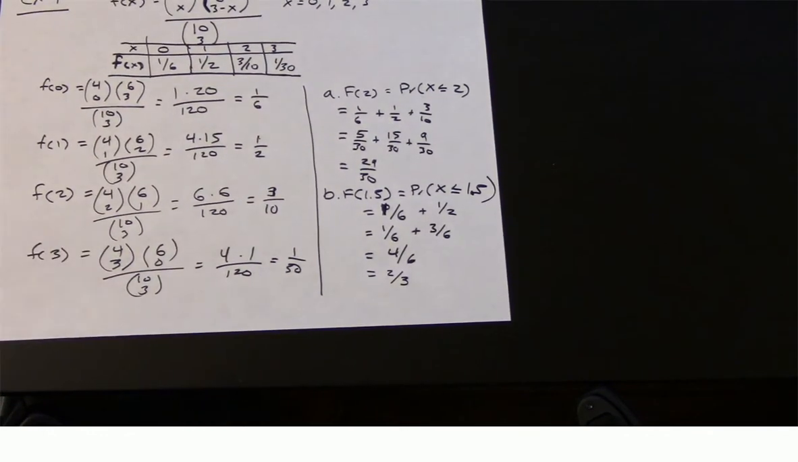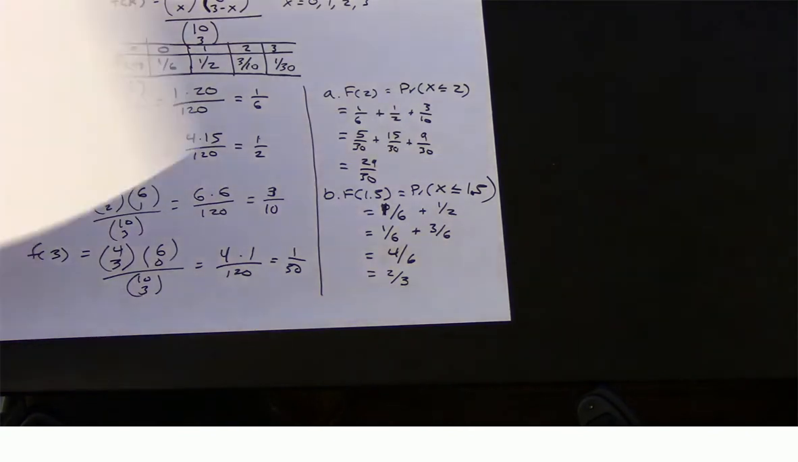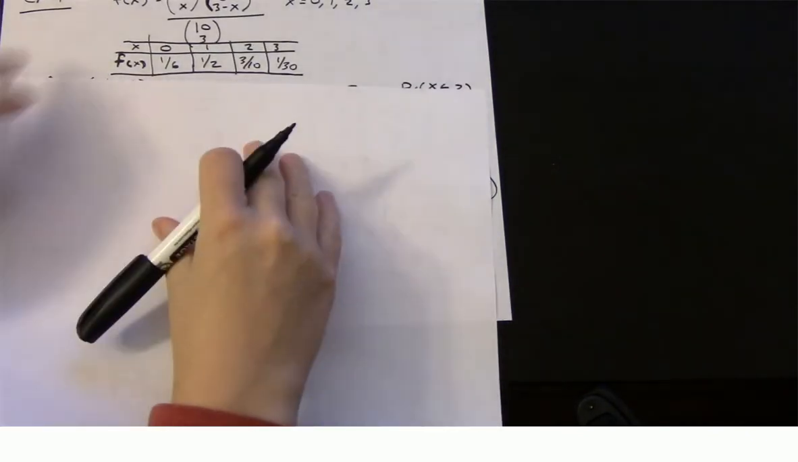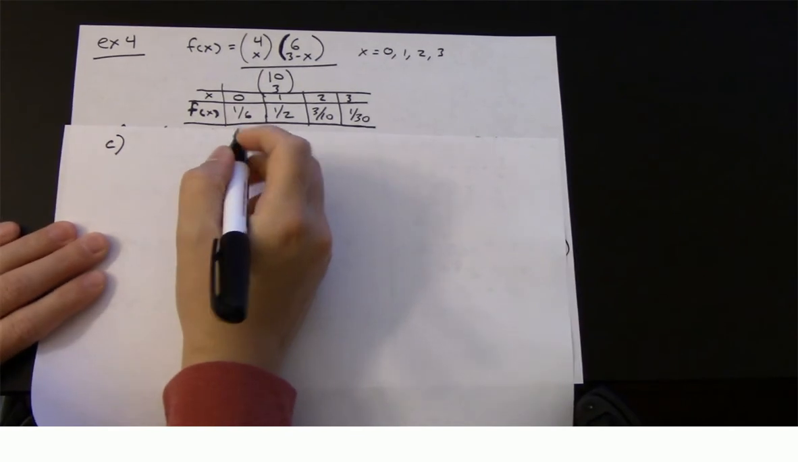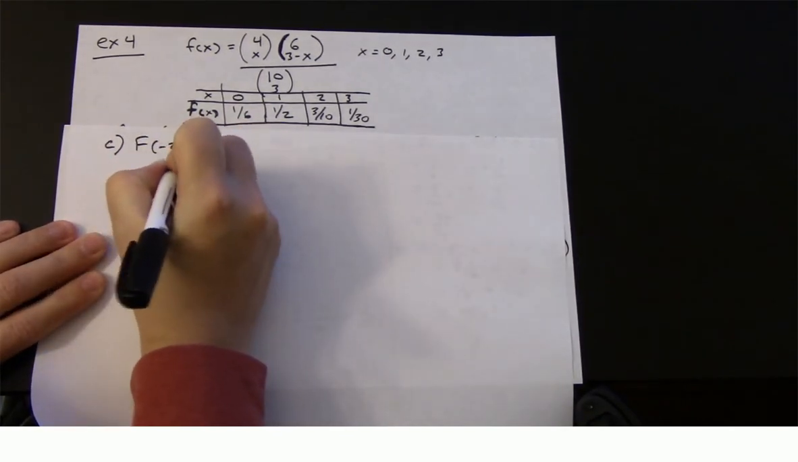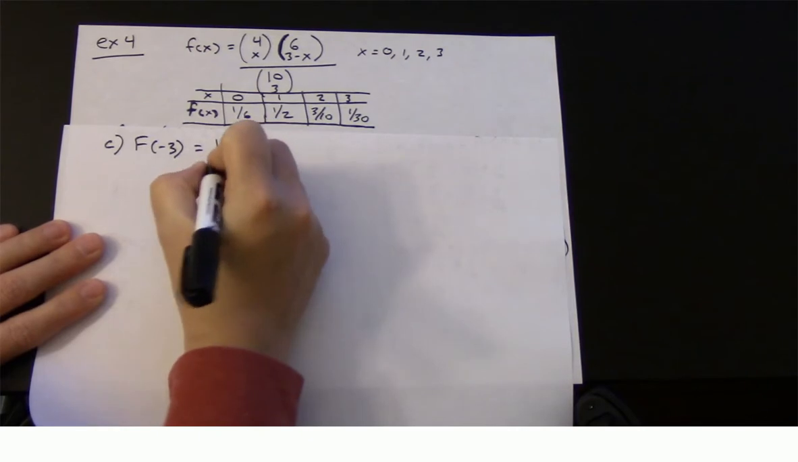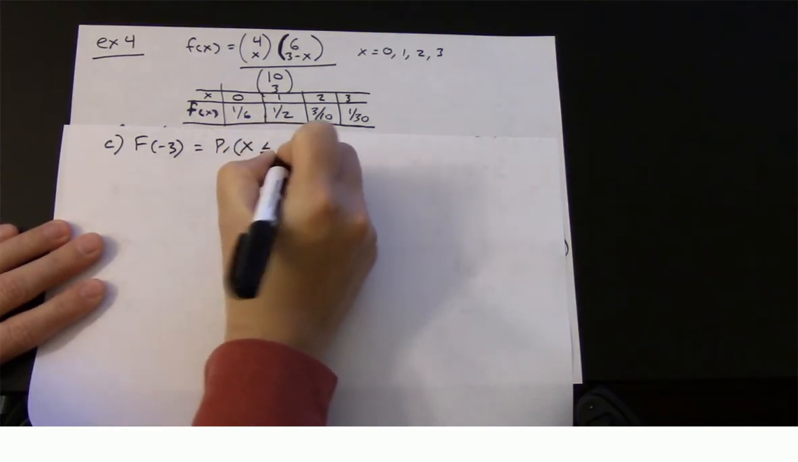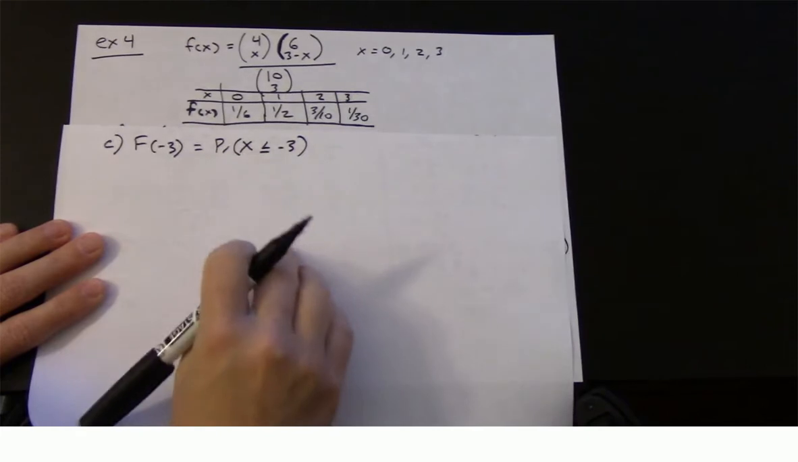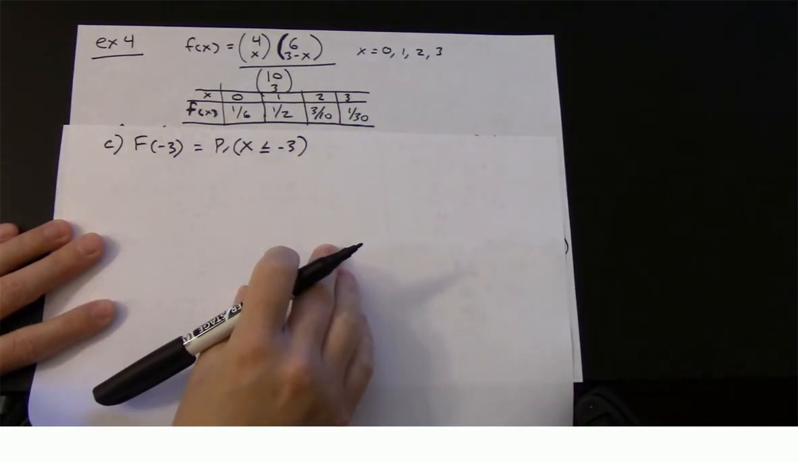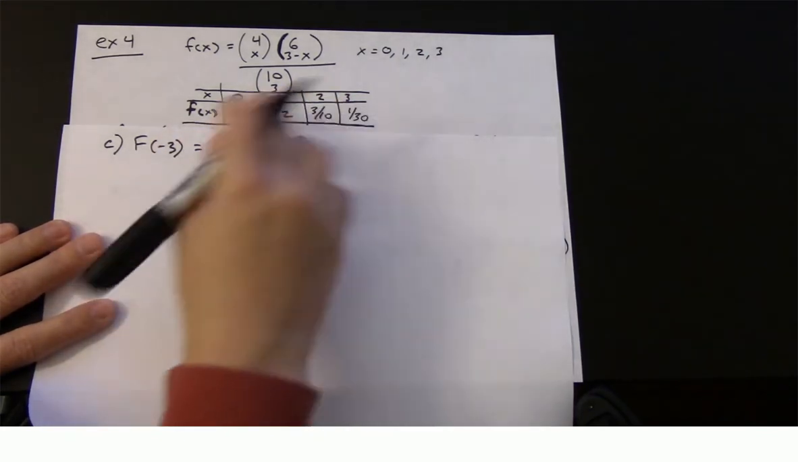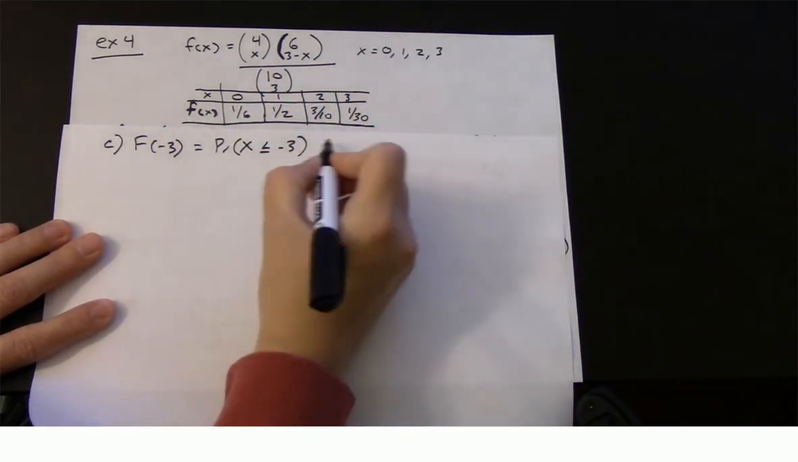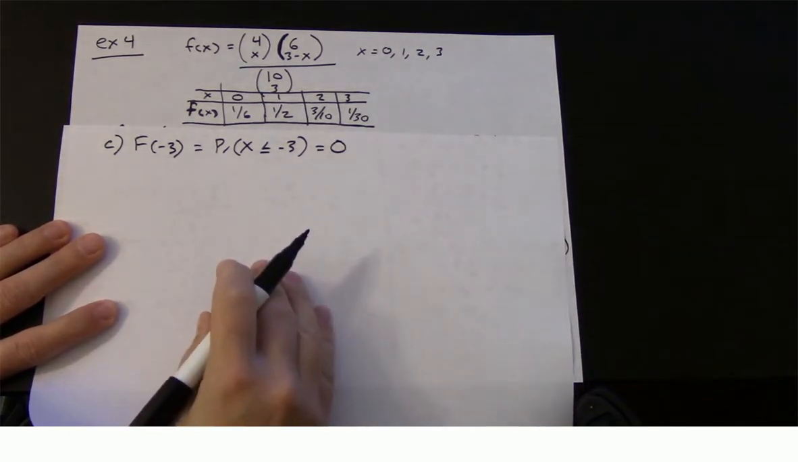All right, let me go ahead and get another piece of paper. Part C. Let's see. Part C is asking for F of -3. So that would be the probability x is less than or equal to -3. By definition, that's what capital F means. And yeah, x can't ever be less than -3. It can't be less than 0. So that's never going to happen. So that's 0. Okay?